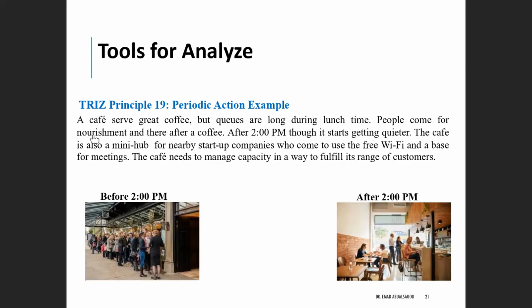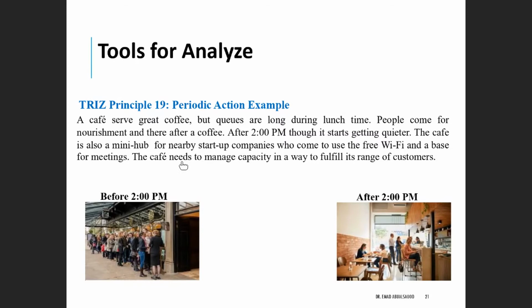The problem description says a cafe serves great coffee, but queues are long during lunchtime. People come for brunch, eat, and then take coffee. After 2 p.m., it gets quieter in the cafe. The cafe is also a mini hub for nearby startup companies. They use the Wi-Fi in this cafe for their meetings after 2 p.m.